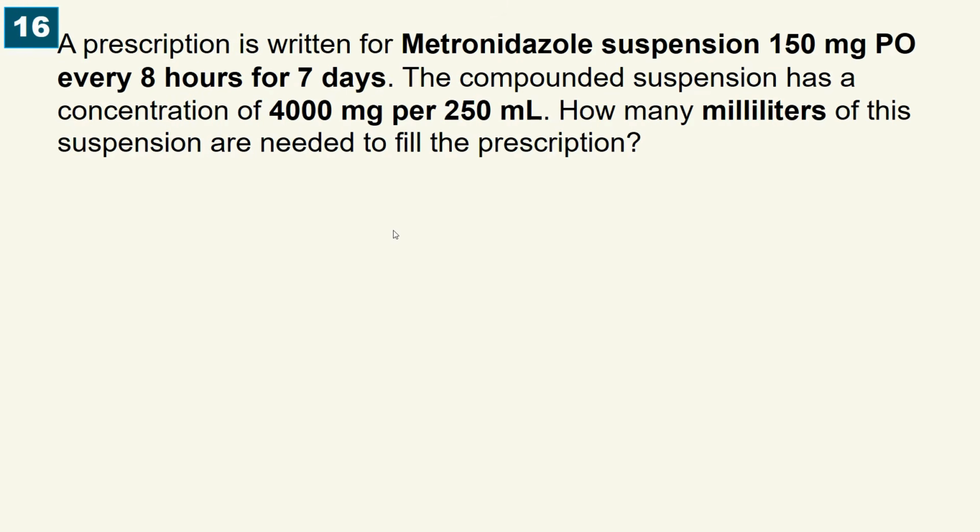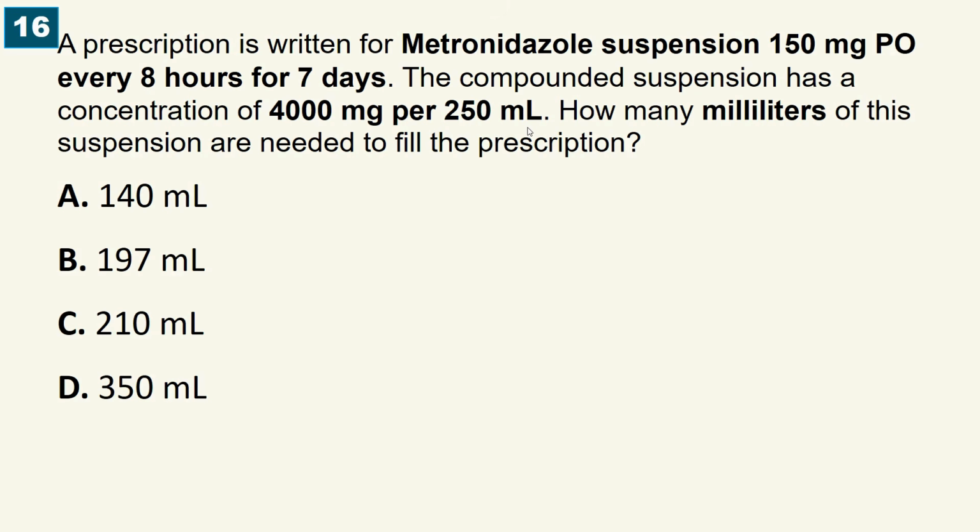Next, a prescription written for metronidazole suspension, 150 milligram every 8 hours for 7 days. The compounded suspension has concentration 4000 milligram per 250 mils. How many mils of this suspension needed to fill this prescription? A 140 mils, B 197 mils, C 210 mils, and D 350 mils. The correct answer is 197 mils.